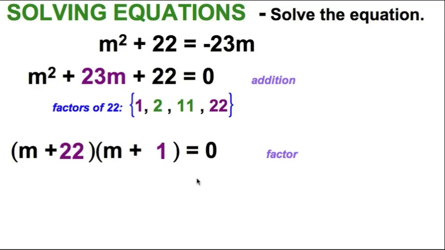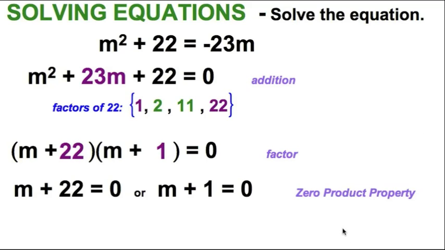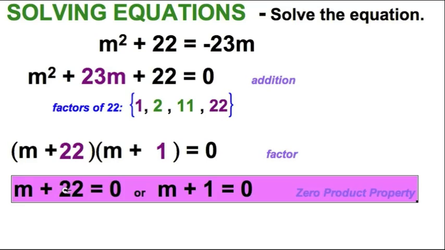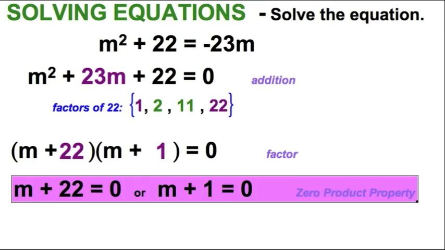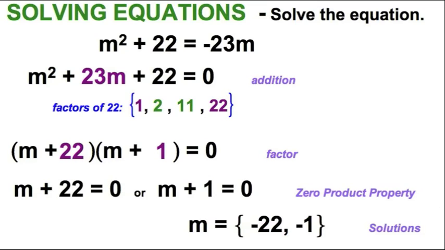We're good. Zero product property now tells me that either the first expression is 0 or the second expression is 0. And what value of m will generate that? Well, the 1 over here, I can imagine a negative 22, and over here a negative 1. So those are your solutions.